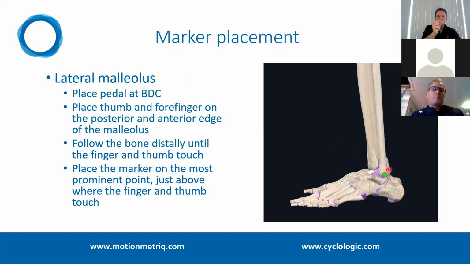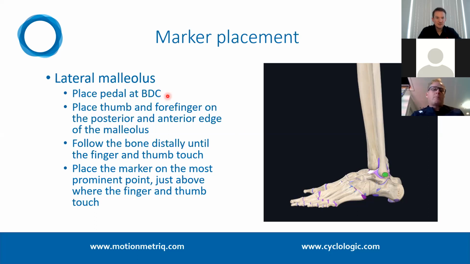And then as you work your way down that lump, obviously it starts to come together, and where your fingers touch will be at what we call the most distal point, the furthest point away from the body, which is obviously up this end. And then you're going to place your marker just on the outside edge of that furthest away point, that lowest point, if you like. So that's how we place our lateral malleolus markers.